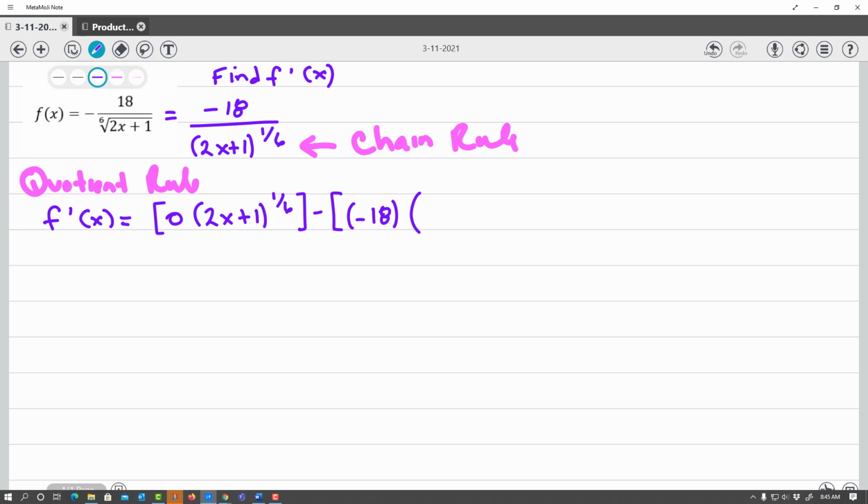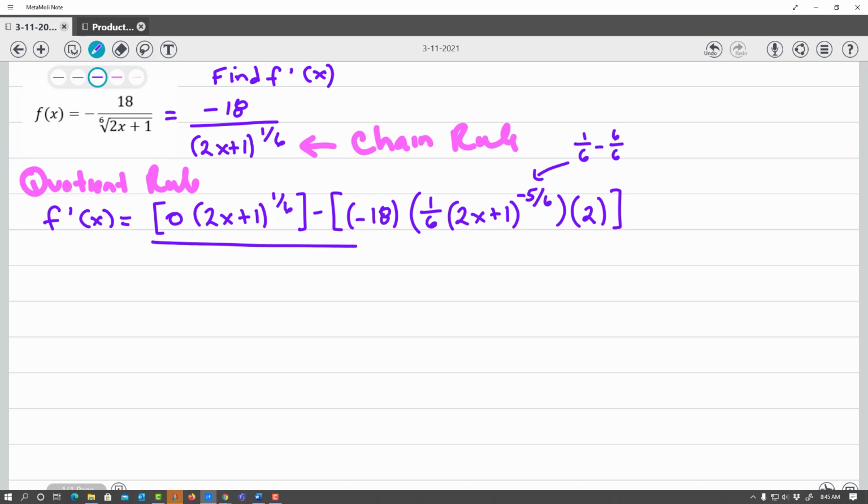And now notice when I take the derivative of the bottom, the power, the 1/6, is going to come down. Leave the inside alone. And then here I'm going to take the power that was there and subtract 1, which is how I get -5/6. And this is the part most students forget. This is a chain rule. You still have to take the derivative of this inside. So the derivative of 2x is 2. And then this is all over the bottom squared.